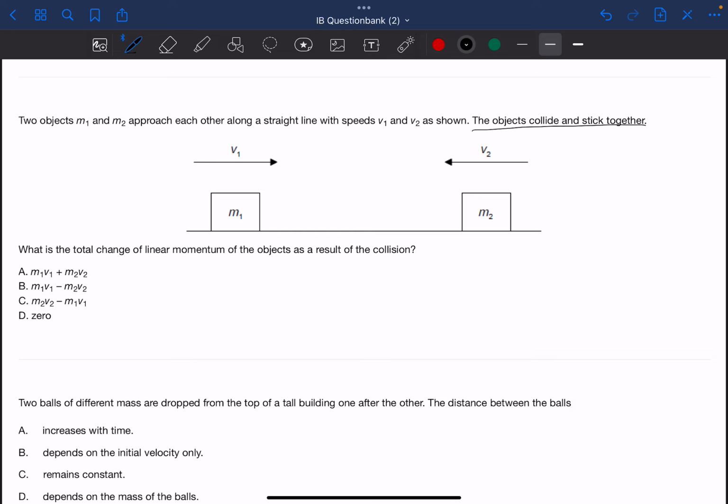Which objects collide and stick together? What is the total change of linear momentum of the objects as a result of collision? According to conservation of momentum, the total linear momentum of a system of interacting particles remains constant provided that there's no resultant external force. And as we can see, there's no external force acting on the objects, so we can assume that the momentum is being conserved. So there's no change for the momentum for this question. So it would be 0.